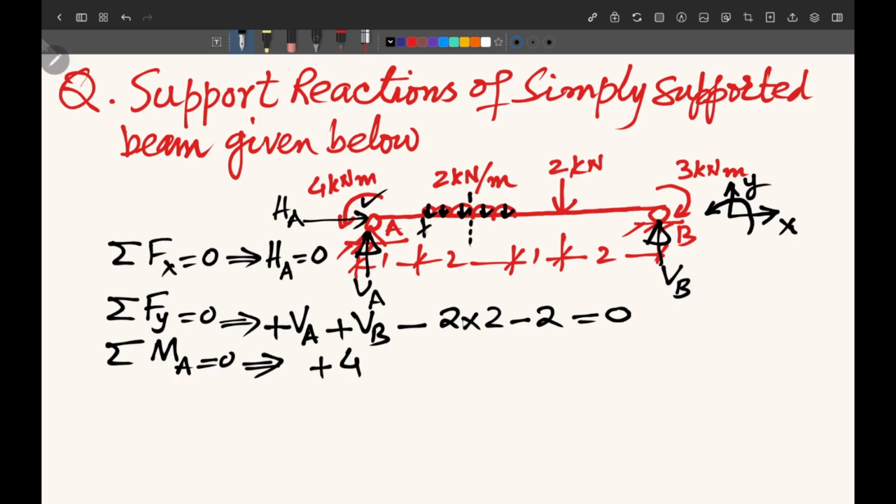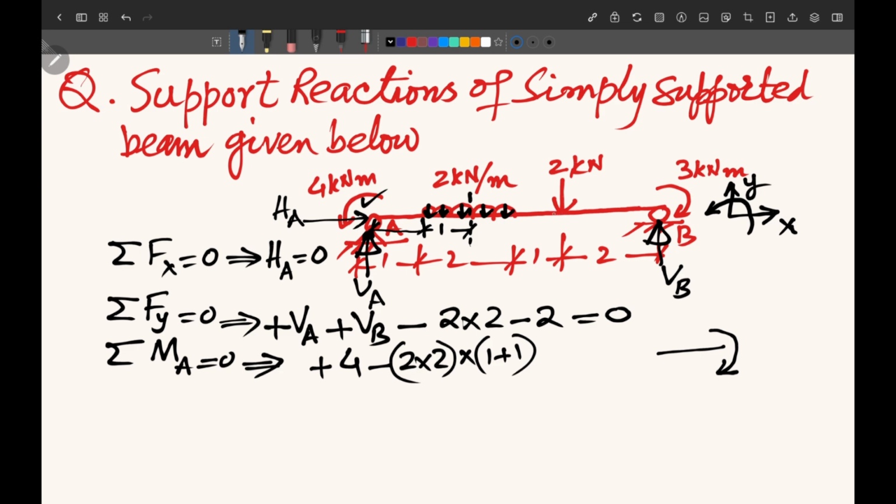So the center of this UDL will have a distance from A of 1 plus 1. The load is giving a clockwise rotation, and clockwise means negative. So minus 2 into 2 is the load. We multiply the rate of loading with the length of the UDL, then multiply by the distance of its center from the point of moment, so in this case 1 plus 1. This is the distance of this center.